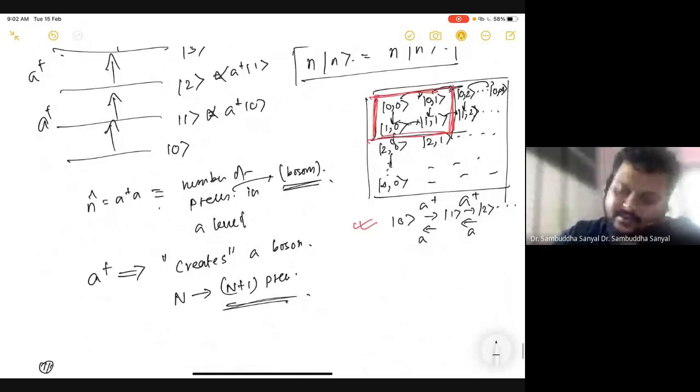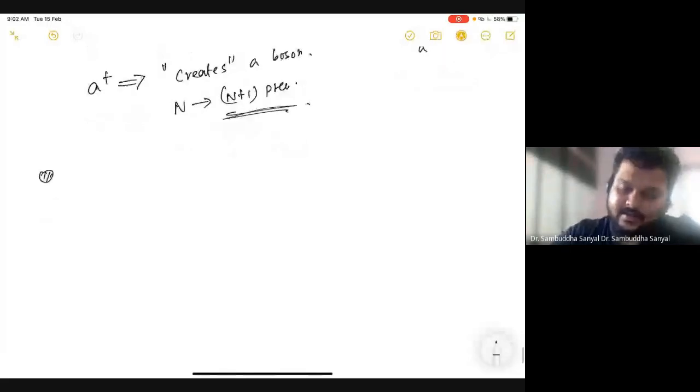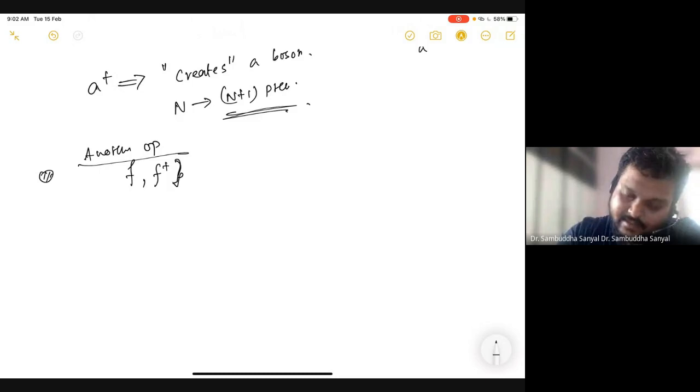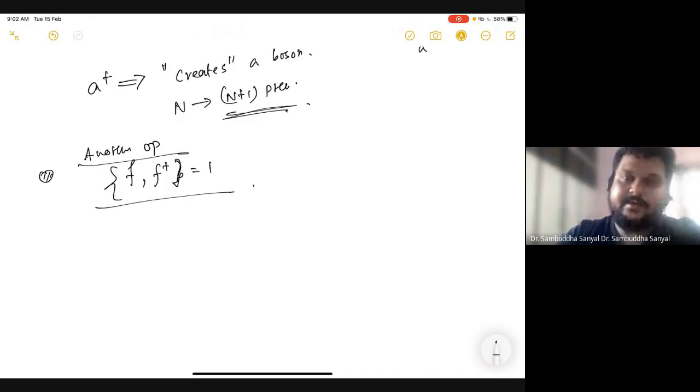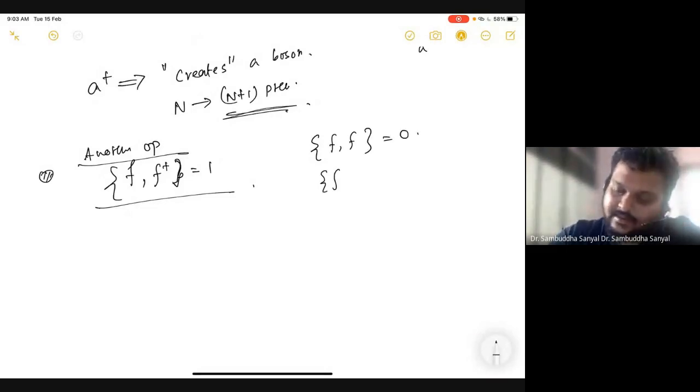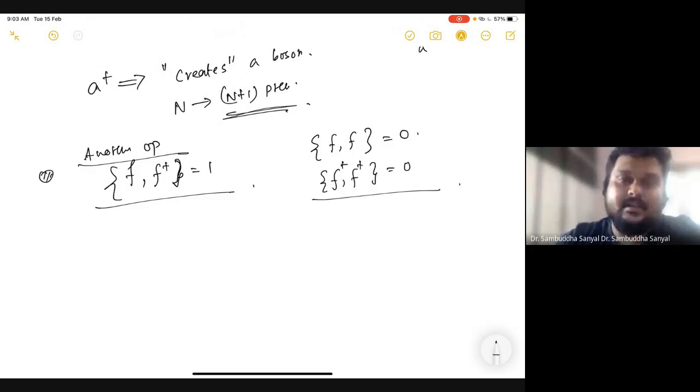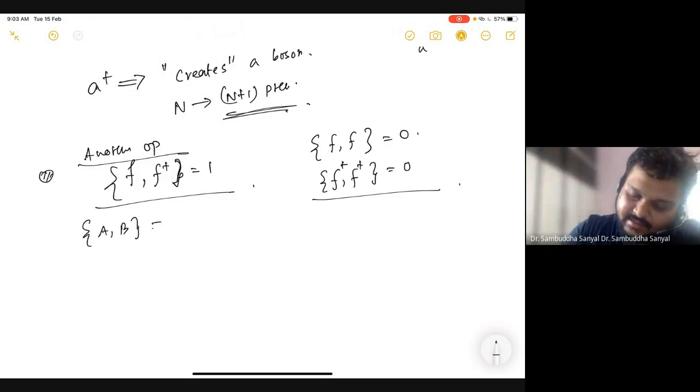Okay. So now let's come to the point of another operator, f, that satisfies the property of an anti-commutator. And f squared is 0 as usual, just like the commutators. These are all the properties, where this curly bracket {A, B} implies AB plus BA.